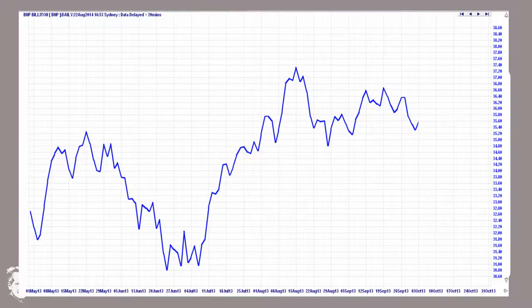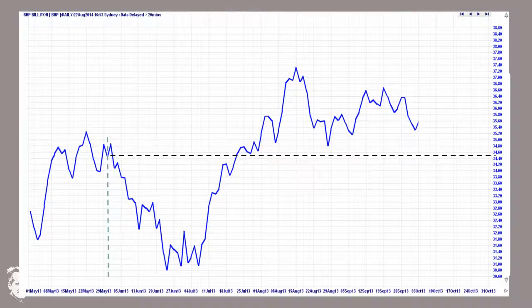So here is the infamous BHP stock chart again. Let's assume today's date, and BHP is trading at about $34.50, and for whatever reason you think, you know what, this is not going to go any further up. I think the stock will fall, and you're trying to make some money out of the falling stock price. So how can you do that?